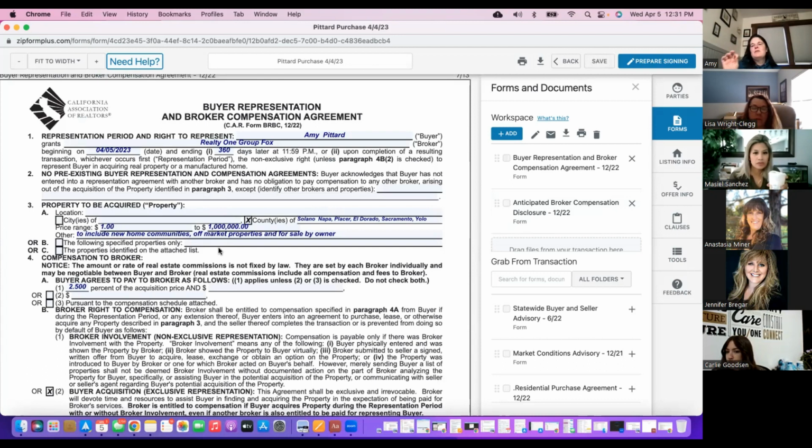Now, that doesn't mean that you would be compensated by the new home community, but you could hold the buyer responsible for paying a portion of that commission. Okay, now I would put it here, I would clarify it, I would put it on the other to include new home communities, off-market properties, and for sale by owners, just so there's never any questions with your buyers that you communicated to them that you can help represent them in those instances. And it's also a good time to mention: if you'd like to go see any new homes, please schedule that through me so that I can be there at that appointment and fully represent you in that process.